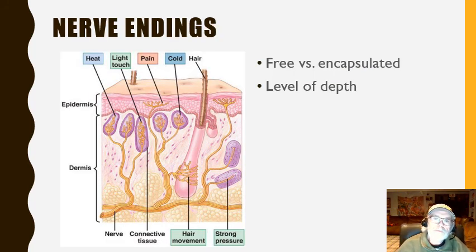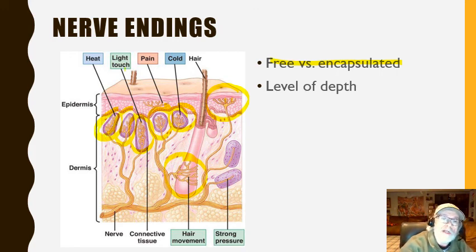And if we look at the skin, again, we can have free versus encapsulated. Encapsulated just means the nerve ending is inside some type of a fibrous capsule, as compared to free, where basically we just have free nerve endings around the areas of a hair and certain parts of the skin and stuff like that. But these are things: heat, encapsulated; light touch, encapsulated; pain, encapsulated; cold, encapsulated; strong pressure, encapsulated; stuff like that. So different types of free versus encapsulated, and they can be at different levels.